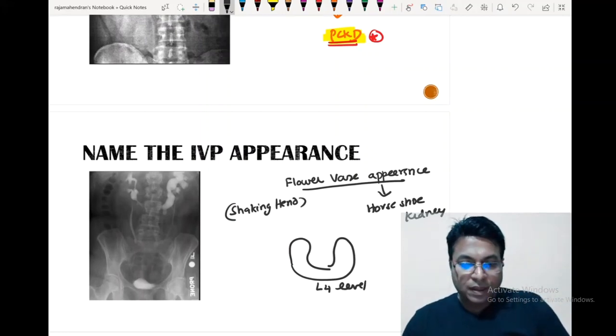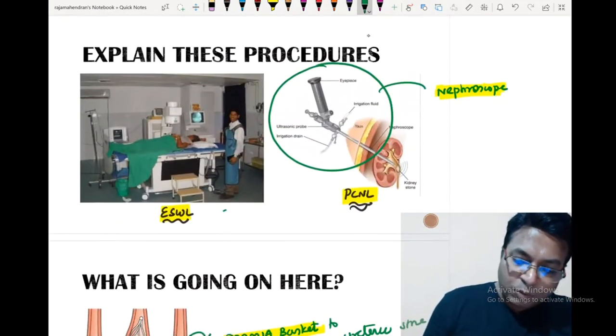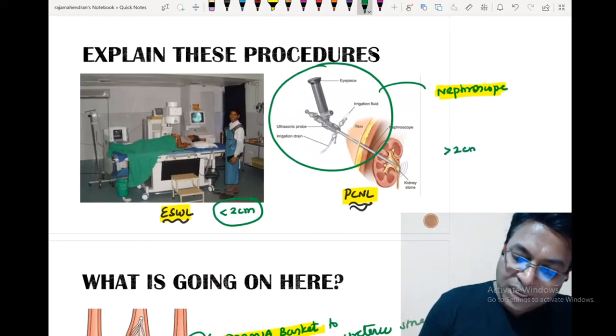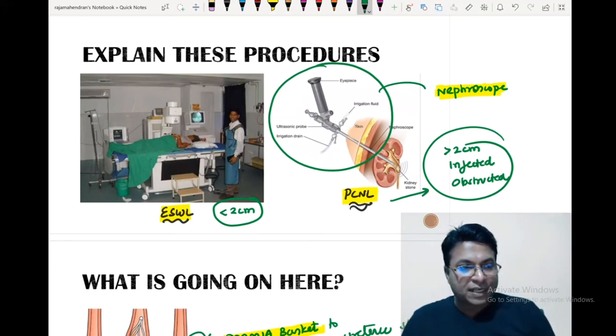Okay. So the criteria for PCNL, I will tell you. ESWL can be used for stones up to 2 centimeters. For stones more than 2 centimeters, infected stones, and obstructed stones, we use PCNL.